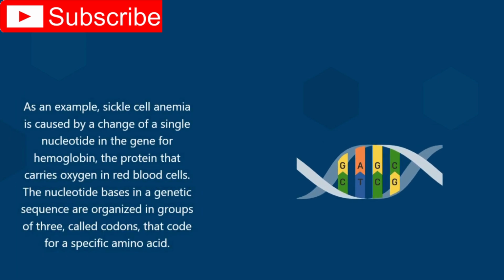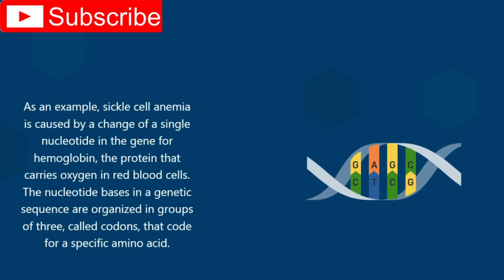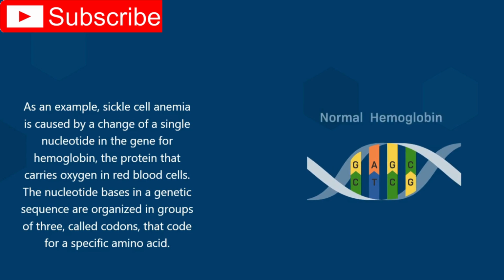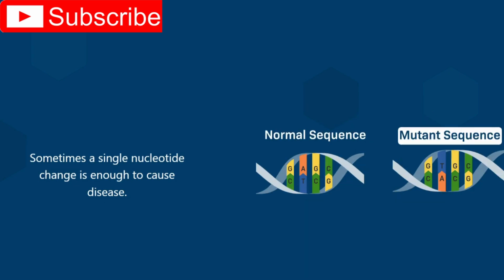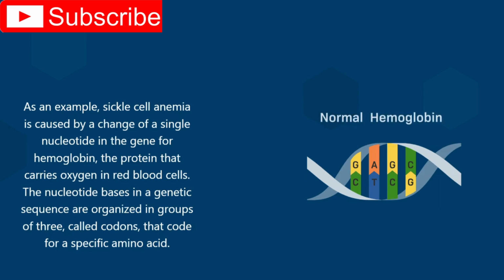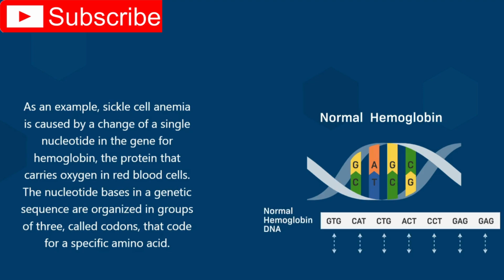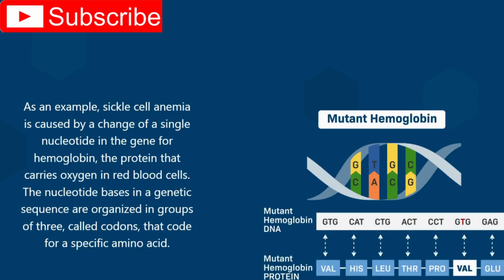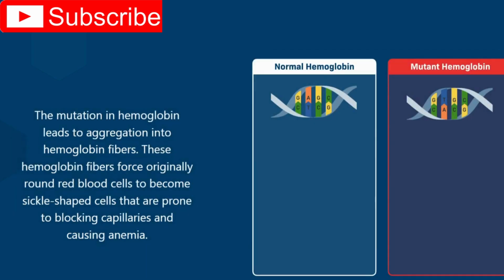It is a protein that carries oxygen in red blood cells. The nucleotide bases in a genetic sequence are organized in groups of three called codons, that I have mentioned earlier, that code for a specific amino acid. Now you can see the proper normal hemoglobin DNA. If there is a mutation in any of the bases, the DNA of the hemoglobin becomes mutated and the mutated hemoglobin causes sickle cell anemia.